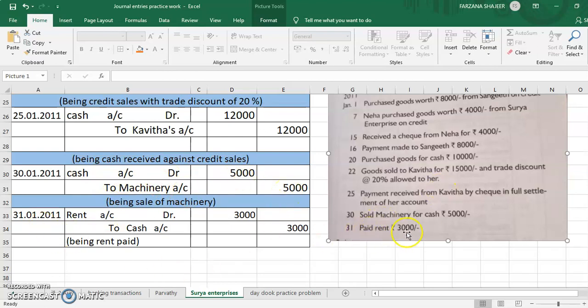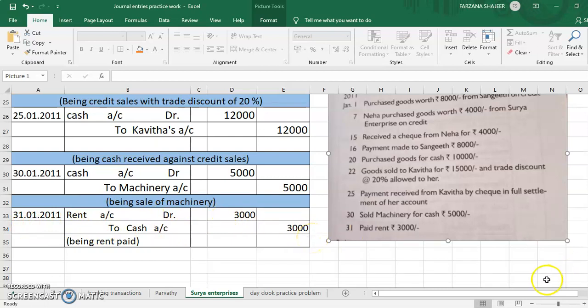Then next is paid rent. Rent is an expense, so expense will be debited. So 31/1/2011 rent account debtor to cash. When you pay rent, there is a cash outflow. So cash account is credited. Rent being an expense, it is debited. So 31/1/2011 rent account debtor to cash account 3,000.